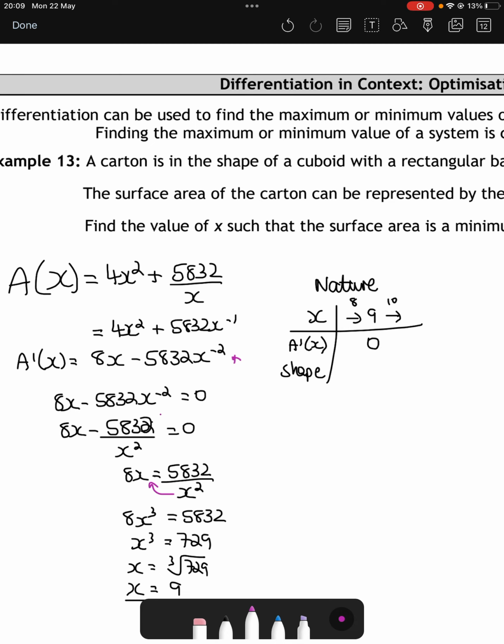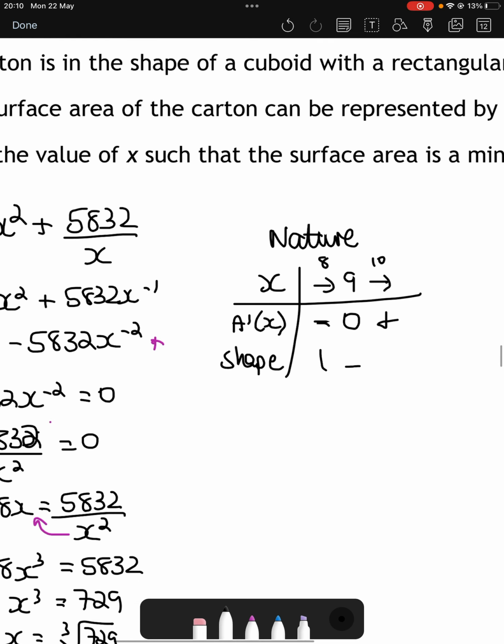So don't put the number in, just put it in your calculator. 5832 over 8 squared, and we get a negative. Okay, we don't need to know what the number is. If you write down the number and it's wrong, you lose a mark. And then we do the same thing with 10. And we get a positive. Okay, so as expected, we get a minimum.